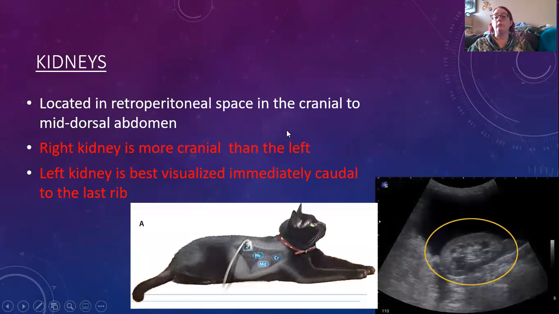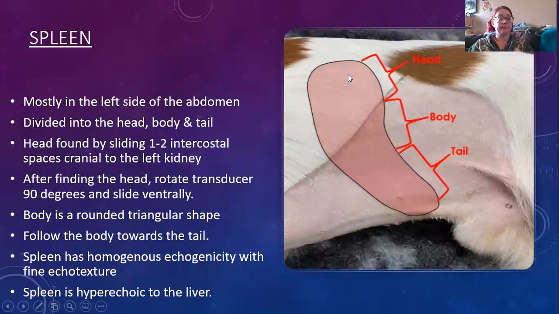The kidneys will be in the retroperitoneal space. So they're not just free floating in the abdomen, they are actually in a space behind the peritoneum. The right kidney is more cranial than the left kidney, and the left kidney we can best visualize immediately caudal to that last rib. And so you can see on this image here, we have the cat and we're looking at placement of where to look. And so we're looking at that caudal to the last rib for the left kidney. Knowing that the right kidney is more cranial to the right, we sometimes have to get a little more creative with our positioning to be able to view this.